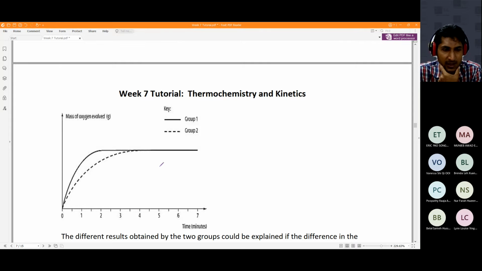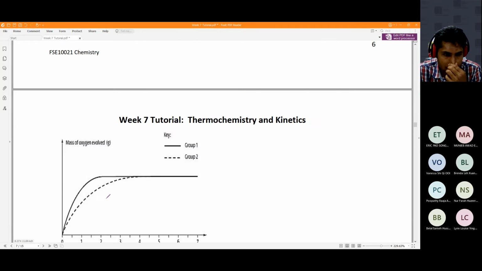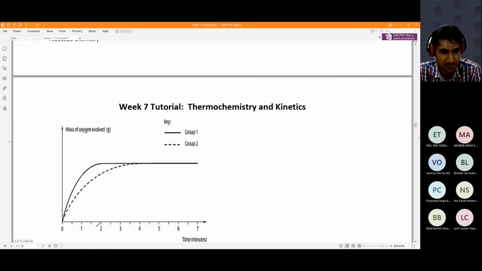So now they are quantifying, since they are doing the graph, how much oxygen gas is coming out, because it will produce oxygen, right? If we put hydrogen peroxide in the presence of this chopped liver, the oxygen will come out. So how much oxygen is coming out per minute: 1 minute, 2 minutes, 3 minutes, 4 minutes, for group 1 and group 2.